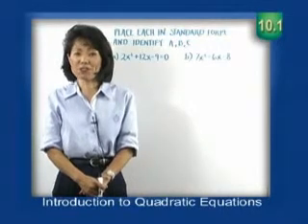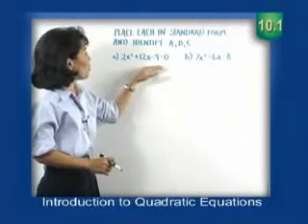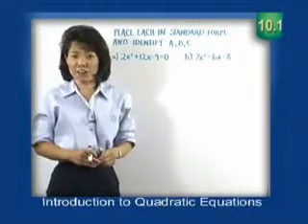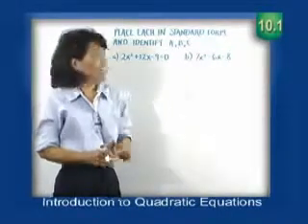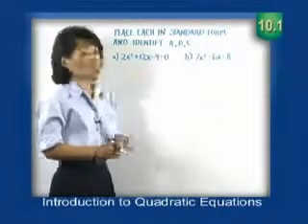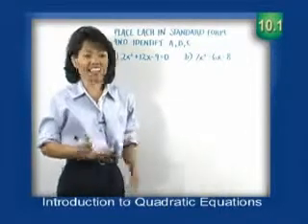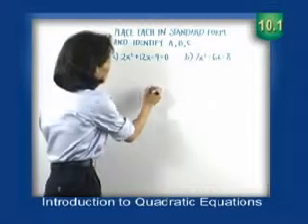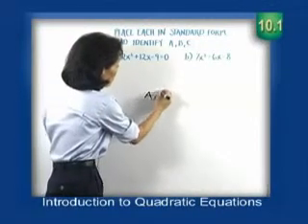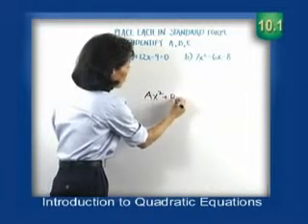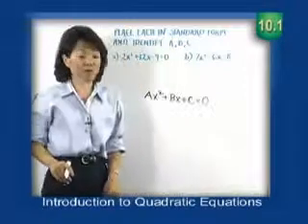Let's look at our first quadratic equation. We're going to place each in standard form and identify the variable, identify A, B, and C. Now, before we can identify A, B, and C, we have to recall what standard form is. Standard form for a quadratic equation is as follows. It is ax squared plus bx plus c equals 0.